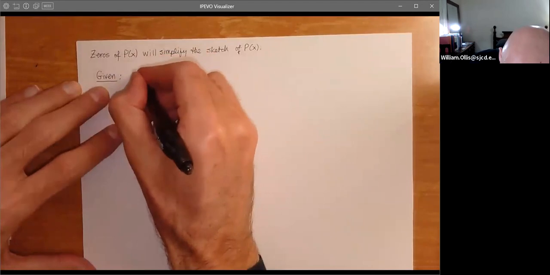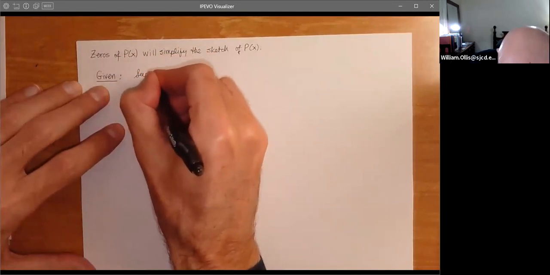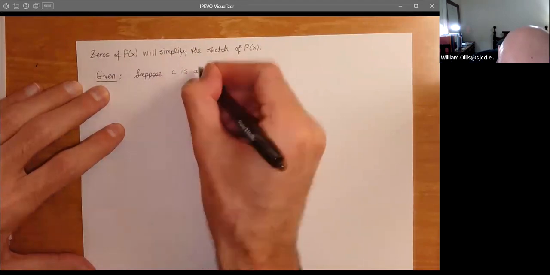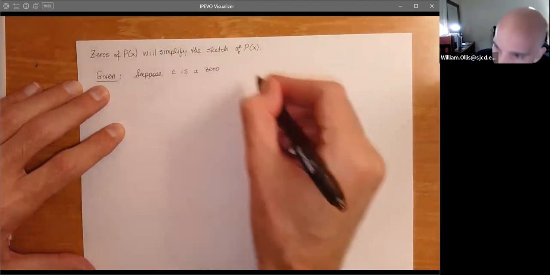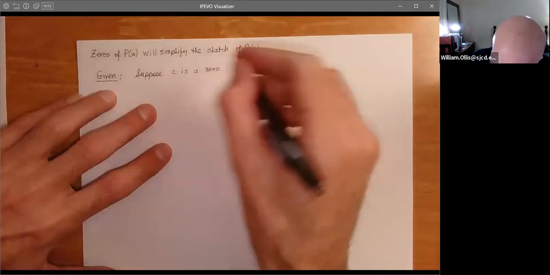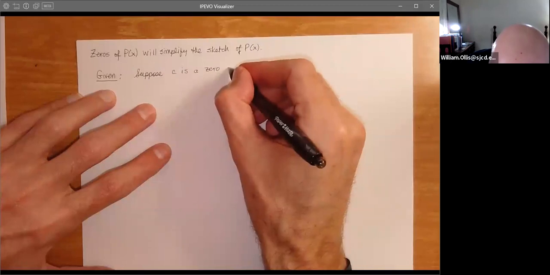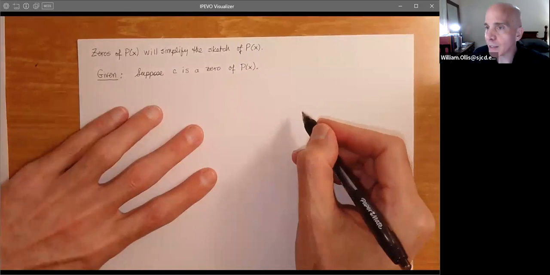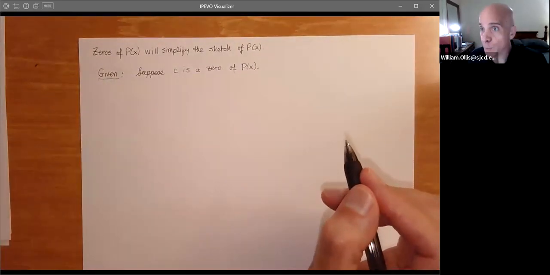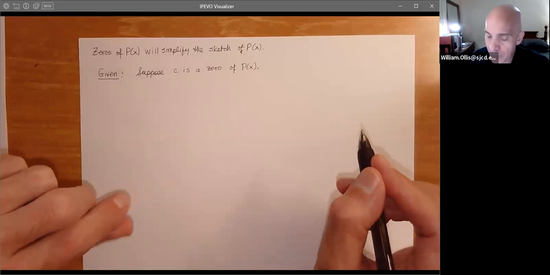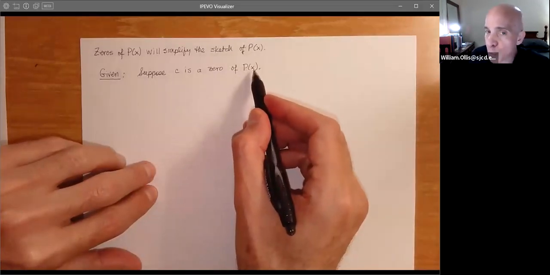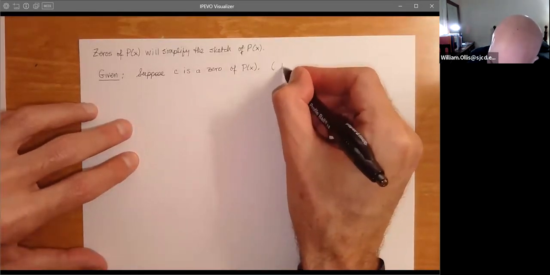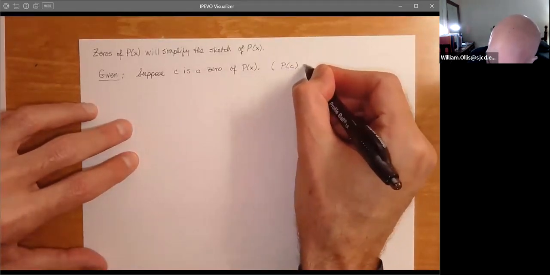In this case, suppose C is a 0 of P of X. This is where we're going to use the division process, but it'll be intuitive, and then we'll state it formally. That is when we found x-intercepts for the quadratic functions, we have a 0. That means if we replace x with c, the output is 0. So that says P of C equals 0.